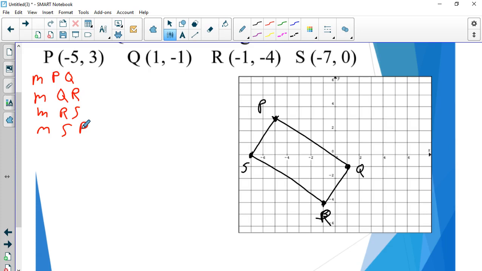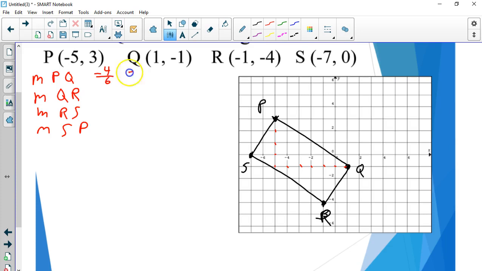So PQ. Well, starting at P, I'm going to go down 1, 2, 3, 4. So down 4, that's -4. Over 1, 2, 3, 4, 5, 6, over 6. Positive 6, so I went right.